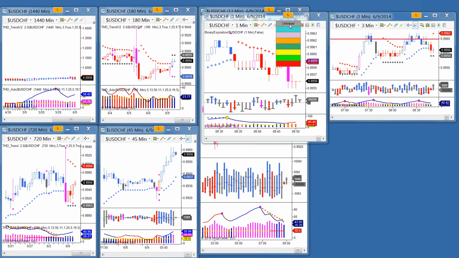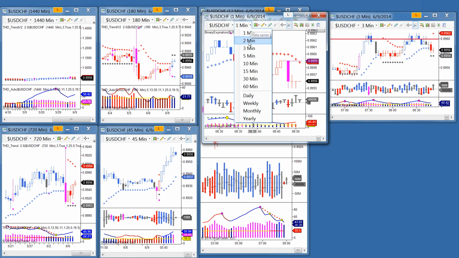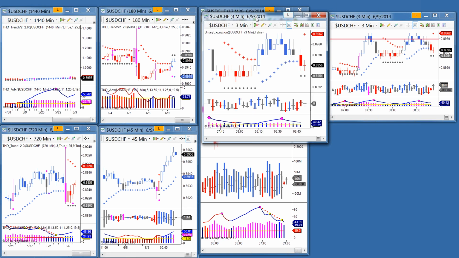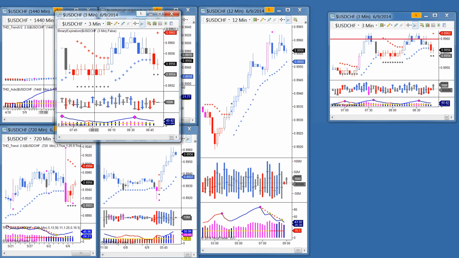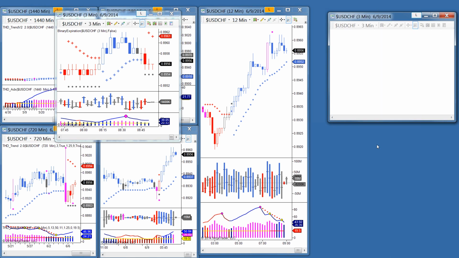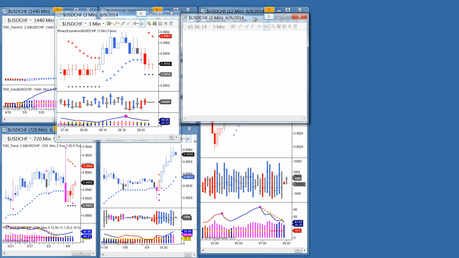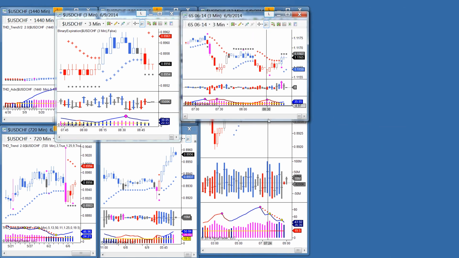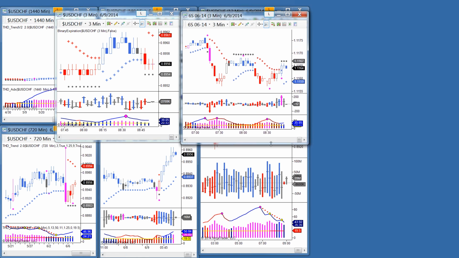Let me unlink this one and change it to 3 minutes. Okay, this is the euro. I can't talk this morning. This is the USD Swiss franc. Okay, so I'm going to unlink this one and I'm going to go to the Swiss franc future. What's happening? Okay, it's an inverse, right?